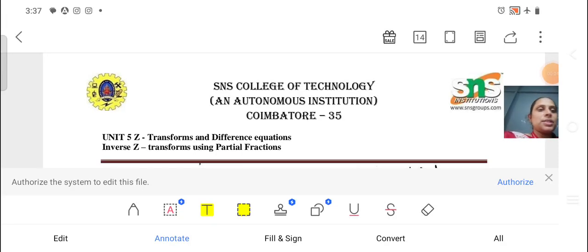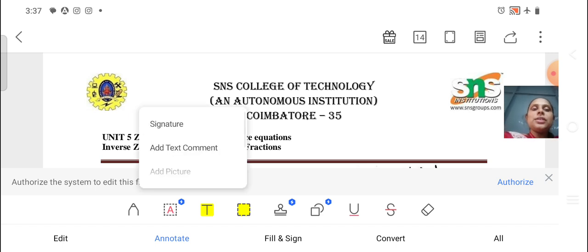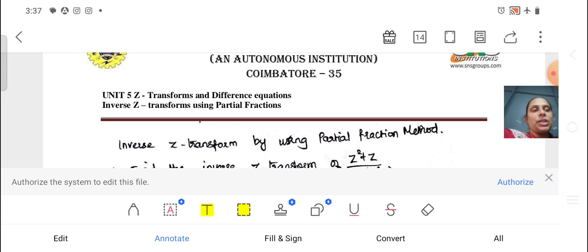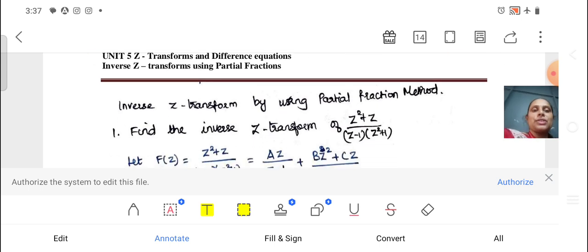Today we are going to discuss the inverse Z transform using partial fractions. Here are some basic problems for the partial fraction method. Find the inverse Z transform of (z² + z) divided by (z − 1)(z² + 1).